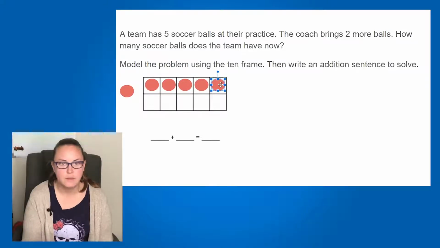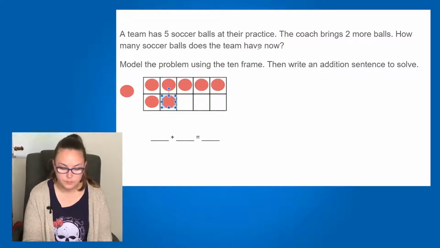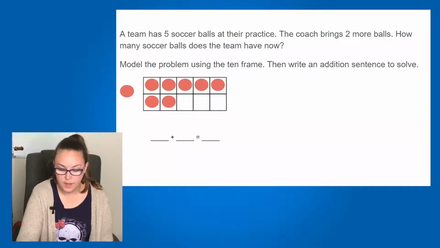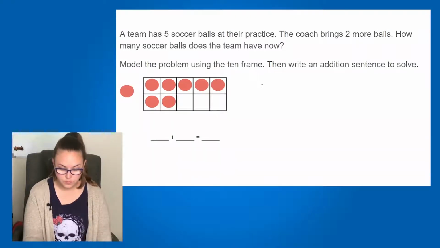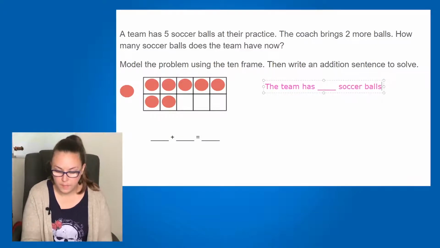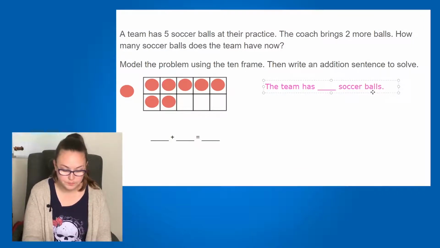What does the second sentence say? The coach brings 2 more balls. How do we model that on our 10 frame? Let's just add 2 more counters to our 10 frame. 1, 2. How many soccer balls does the team have now? All right, so the next thing we need to do is write a sentence that will answer our question. So here I'm going to write, the team has blank soccer balls. And remember that that blank there just tells us we haven't yet solved our problem.